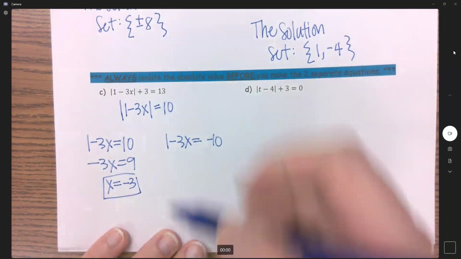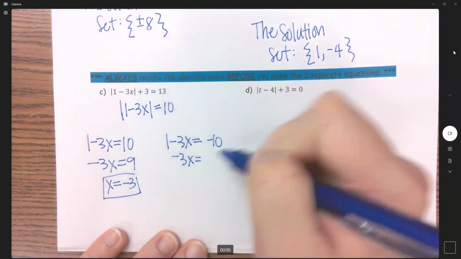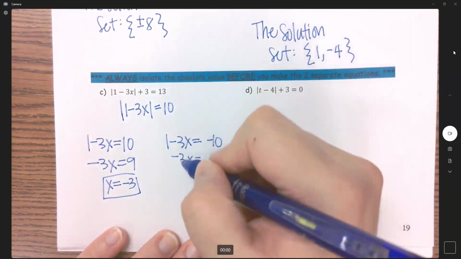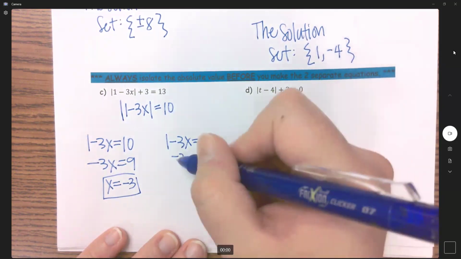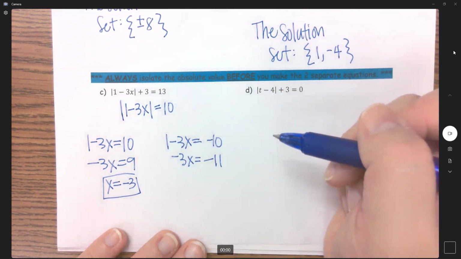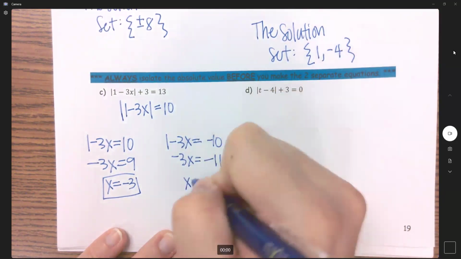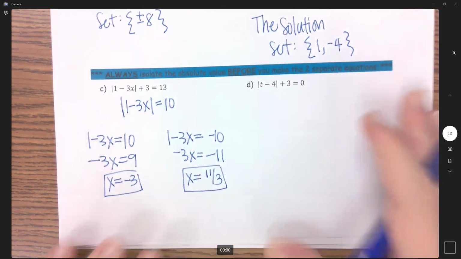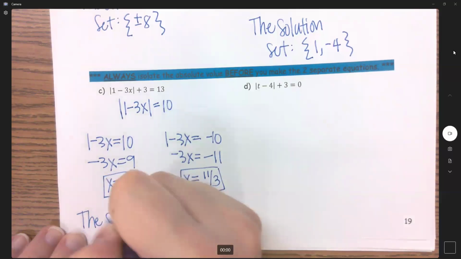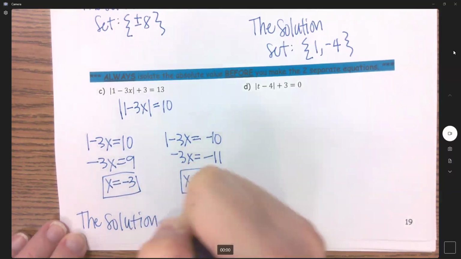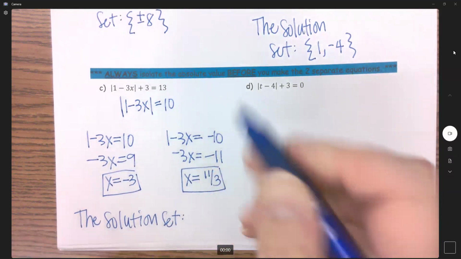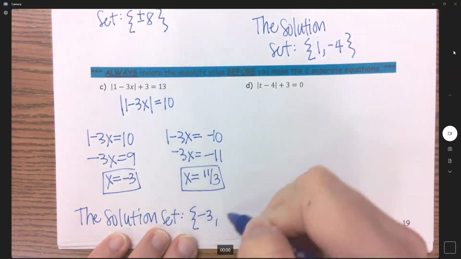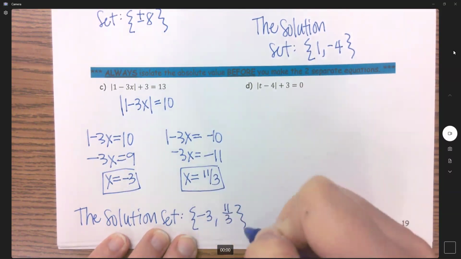Here, subtract your 1 over. -10 minus 1 gives me -11. Divide by -3, and -11 over -3. Can't reduce those numbers, but negative over negative will make that 11 over 3. So the solution set is squiggly bracket, and that's a good squiggly bracket, -3, 11 over 3.